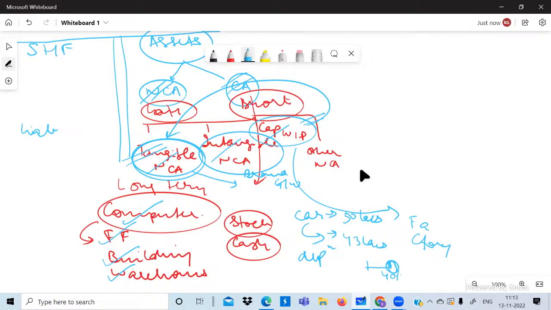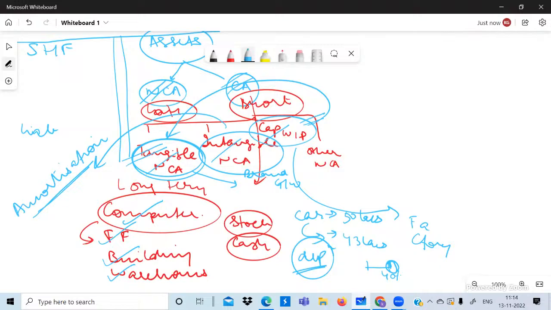Is there an intangible which will depreciate? Now, when an intangible value goes down, you don't call it depreciation, you call it amortization. So the meaning is the same. When a tangible asset value goes down, you call it depreciation. When an intangible asset value goes down, you call it amortization. So depreciation, amortization is nothing but writing off the value of the asset. If it's tangible, you call it depreciation. If it's intangible, you call it amortization. So on intangibles, you'll not have depreciation, you'll have amortization.